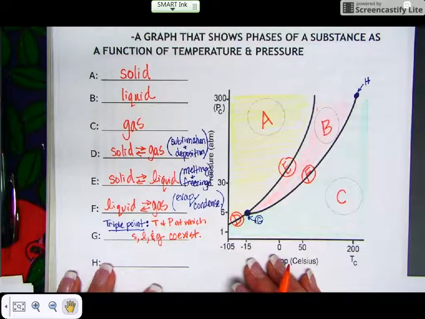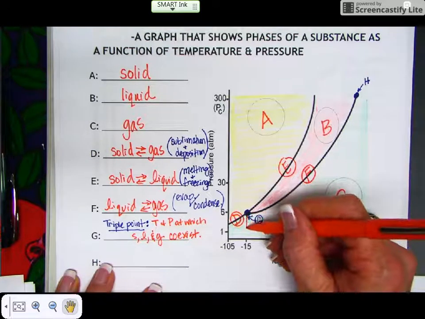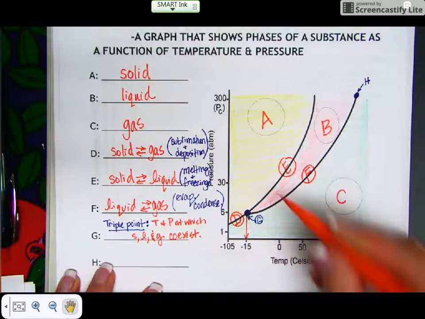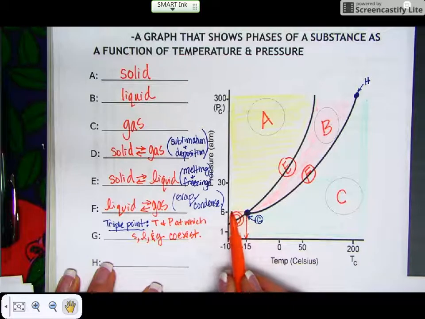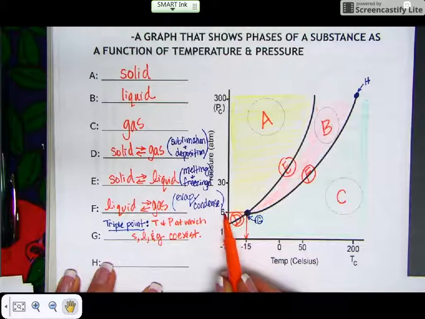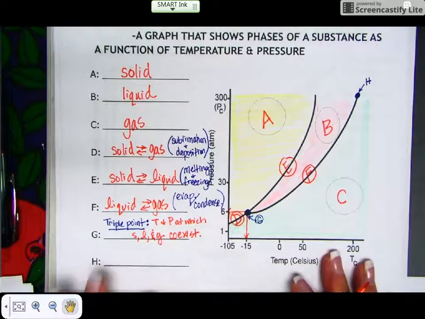It's a very unique temperature and pressure. Like on this graph, you could read down and it would be equivalent to the temperature at negative 15 degrees Celsius. And if you were to read over here, it's at 6 atmospheres of pressure. There's a temperature and a pressure that corresponds to that.